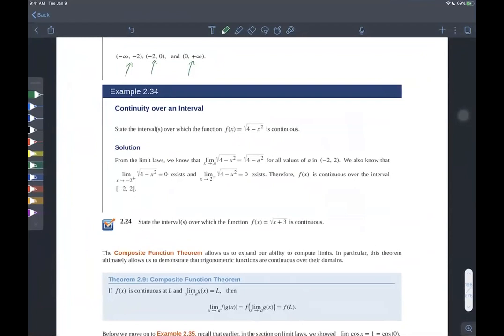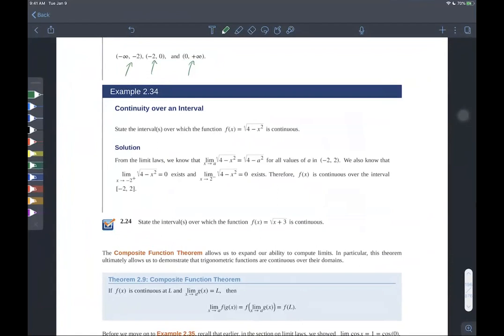So let's take a look here. Solution, it says from the limit laws, we know that the limit as x approaches a of the square root of 4 minus x squared is equal to the square root of 4 minus a squared for all values in the open interval from -2 to 2.